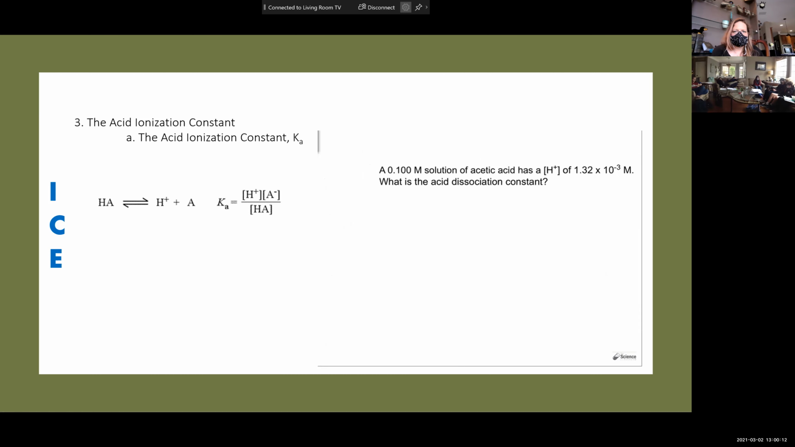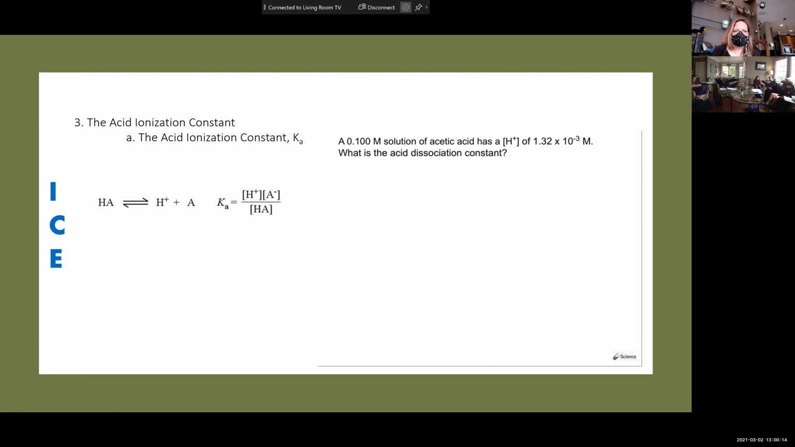So let's go ahead and try calculating one of these constants. This problem says a 0.1 molar solution of acetic acid has a hydrogen ion concentration of 1.32 times 10 to the negative 3 molar. And it says, what is the acid dissociation constant?